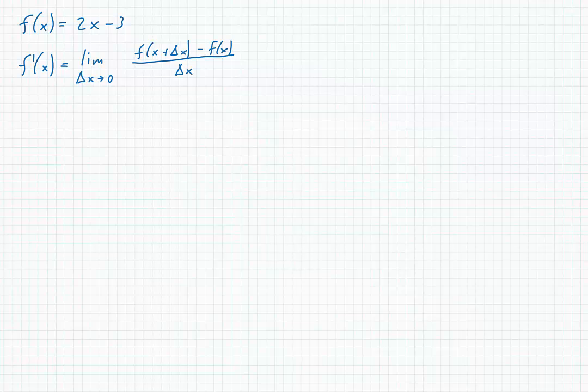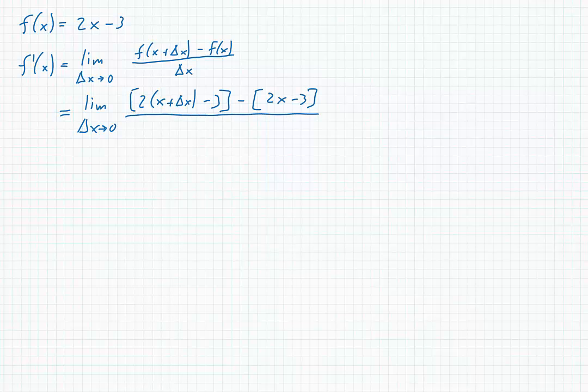So I've written down the definition for us here. The derivative f prime of x is equal to the limit as delta x approaches 0 of that secant line formula that we have, slope of a secant line, f of x plus delta x minus f of x divided by delta x. So if we plug in here, we're going to have the limit as delta x approaches 0 of 2 times x plus delta x minus 3. I'm going to put that in some brackets. Then we're going to subtract f of x, which is 2x minus 3, and we will divide all of that by delta x.